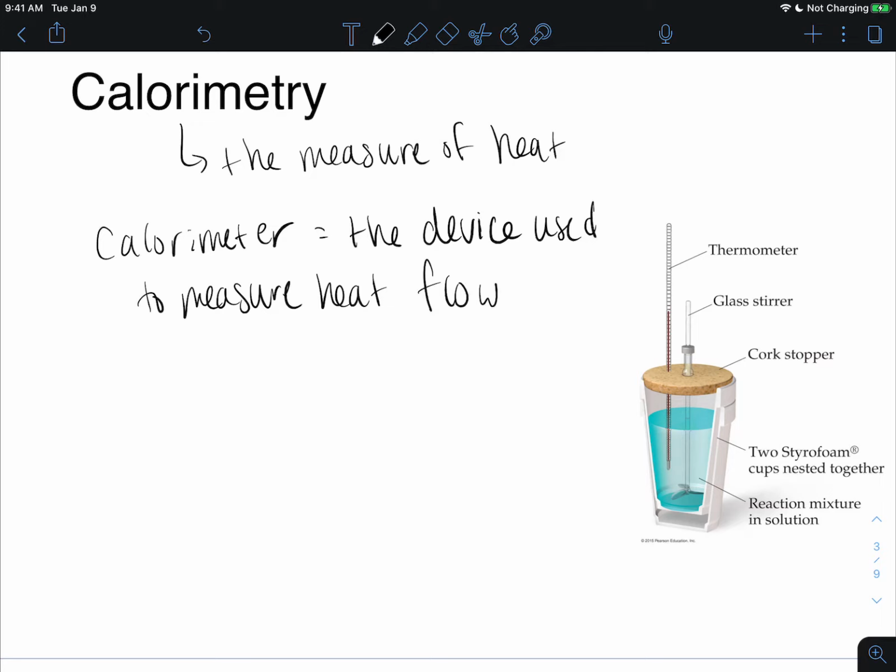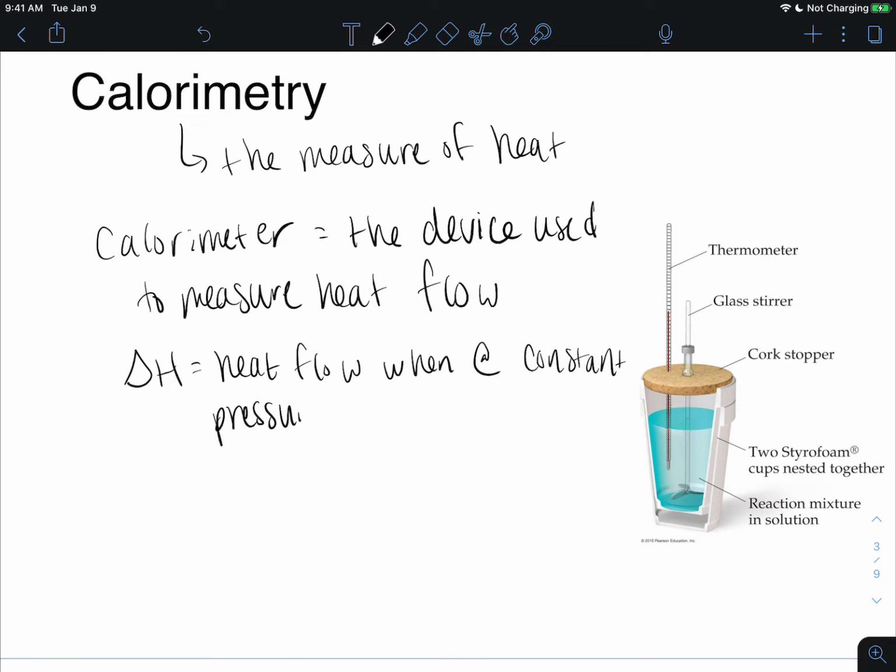Okay. And if we have a constant pressure system, which a lot of our calorimetry is done at constant pressure, we're looking at delta H. So delta H is our heat flow when at constant pressure. If we are not at constant pressure, then we're looking at just our Q, okay? And when we're looking at our normal calorimetry, what we're going to be mainly focusing on, our calorimetry will measure the delta H for a reaction or process.